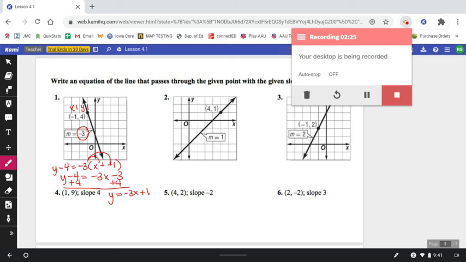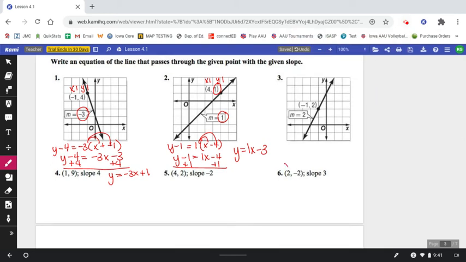Okay, same thing on the second one. So the 4, 1 is my x1, y1 point, and m is my slope, which is 1. So y minus 1, which is the y1 term, equals slope, which is 1, x minus 4. Distribute would give me 1x minus 4, and then add 1 to get y by itself. And so my slope-intercept form is y equals 1x minus 3.